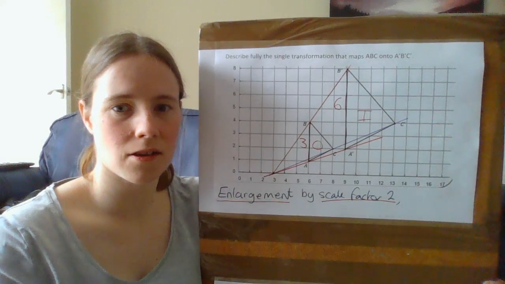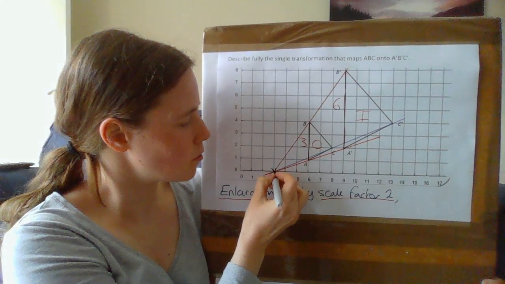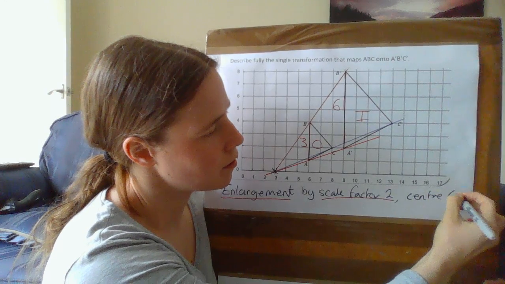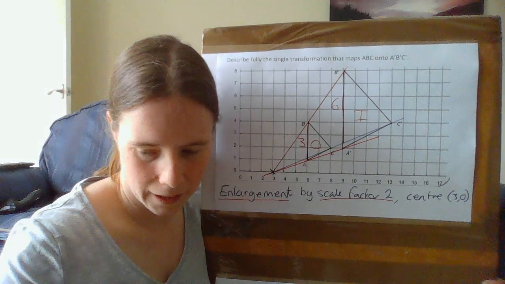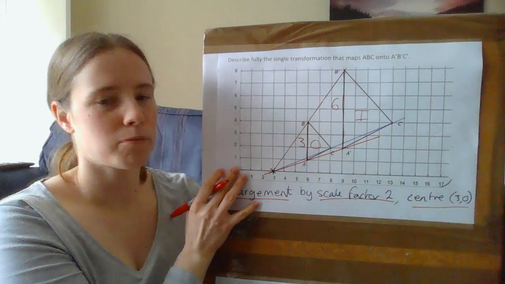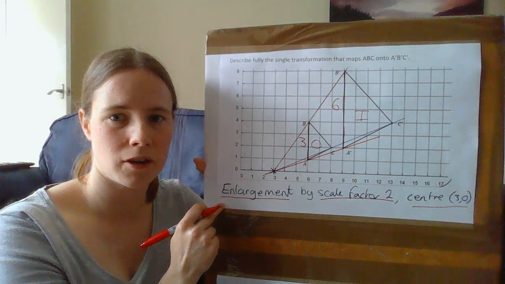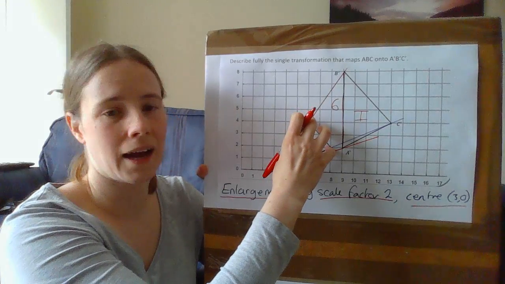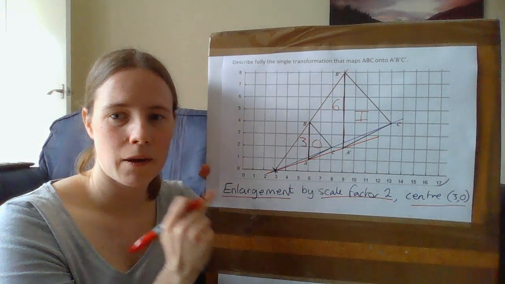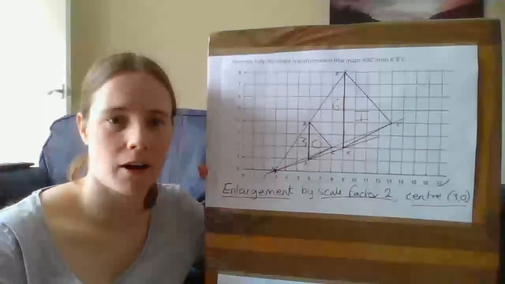So that is our centre of enlargement, which is 3, 0. So I'm going to write centre 3, 0. And that gets me my third and final mark for this question. What I have provided here is enough information that if someone only had triangle ABC and you gave them that instruction, they would be able to do it and correctly get to the right answer.